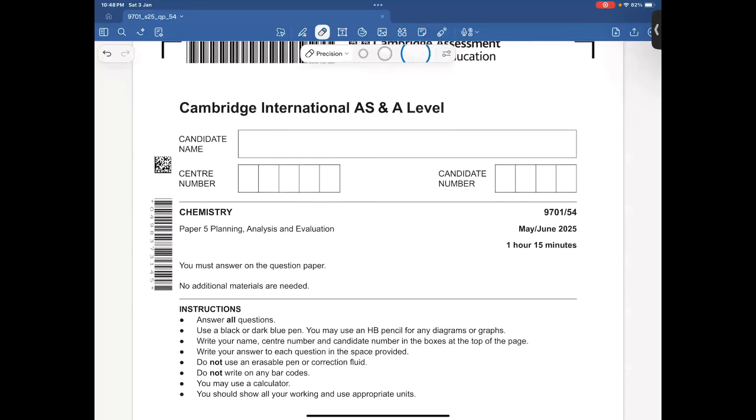Hi, welcome back again. Let's start the A-level Paper 5 planning, analysis and evaluation paper of May/June 25, variant 54. We have done variants 51 and 52 in the previous classes. Today we are going to discuss 54. Let's see what we have in this paper.